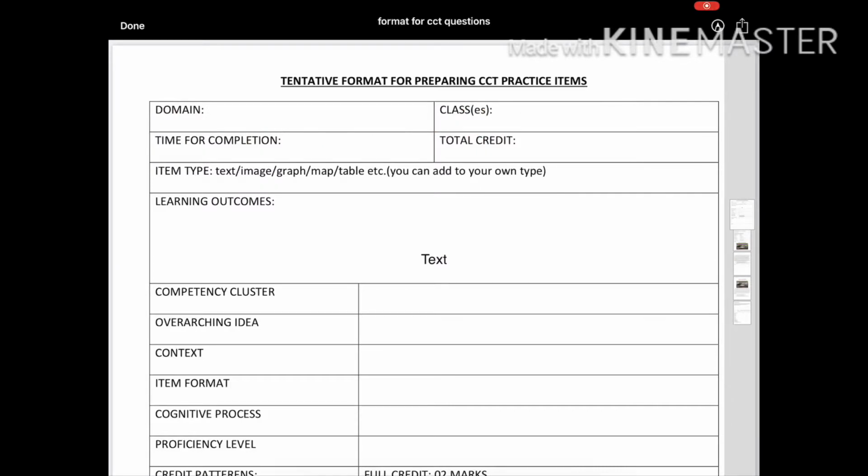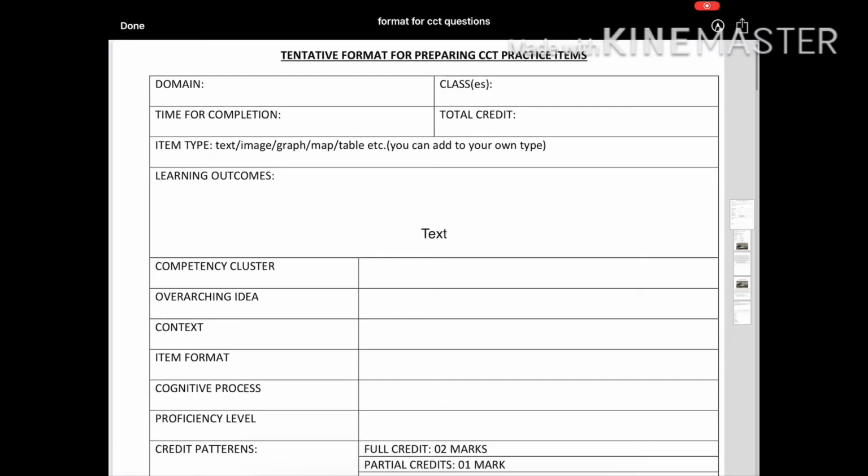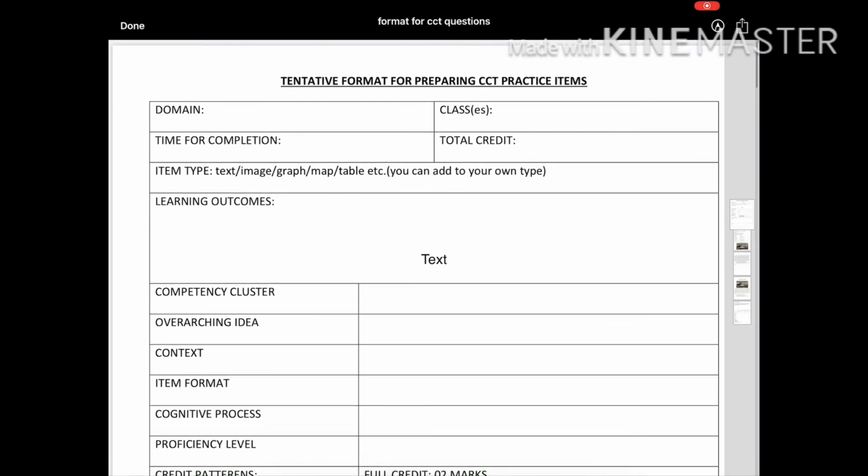In this video, we will know about how to frame CCT type questions for the domains like mathematical literacy, reading literacy and scientific literacy. CCT means creative and critical thinking skills. Before proceeding to prepare a question paper, first we have to focus on some particular terms. Here, I am showing you a template for preparation of practice items.